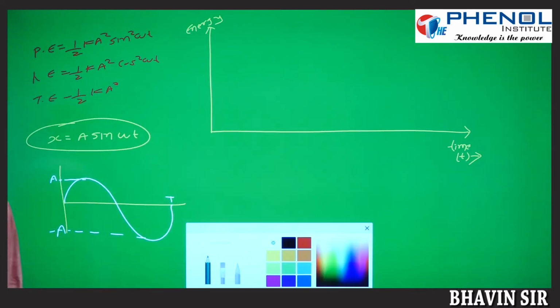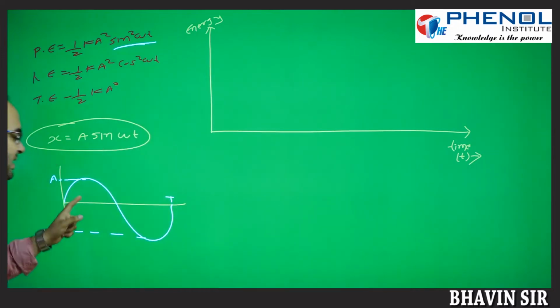So first we draw the graph of potential energy. In potential energy sin square is there. This is the graph of sin.